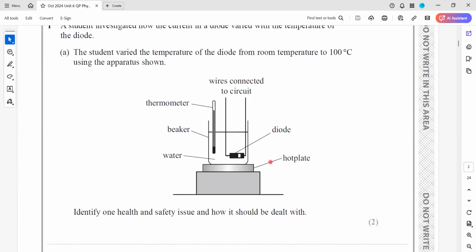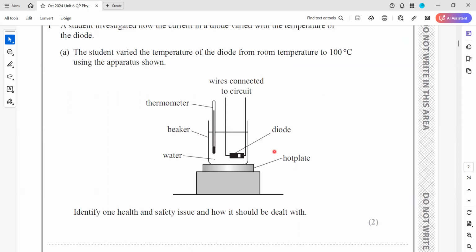So what is the safety issue? As you can see, the hot plate will be hot, so it may cause a burn if a person touches it. Then when you use electricity in damp conditions, there might be a chance of a short circuit. That is also a possibility.